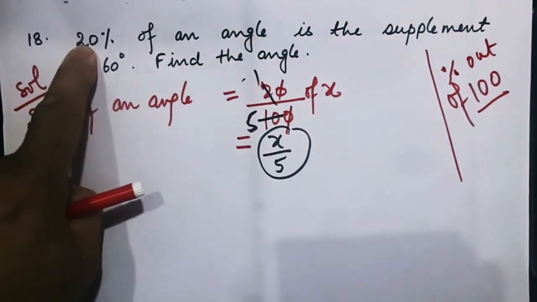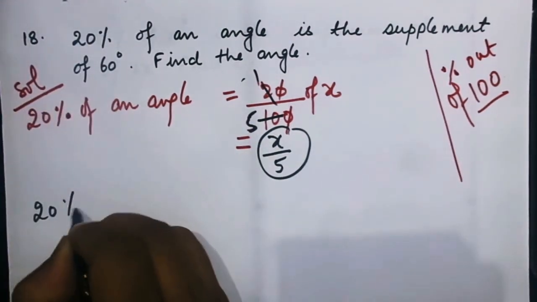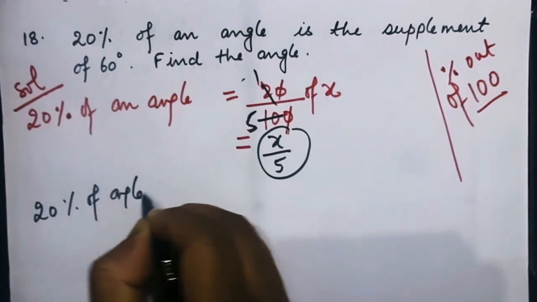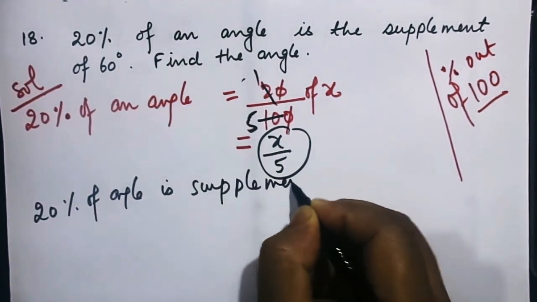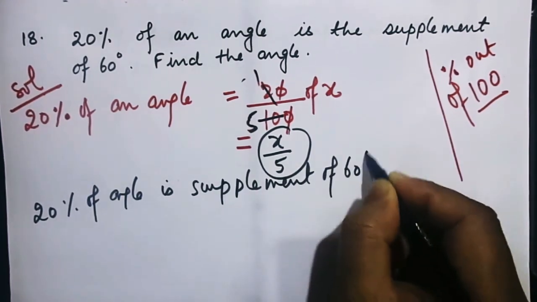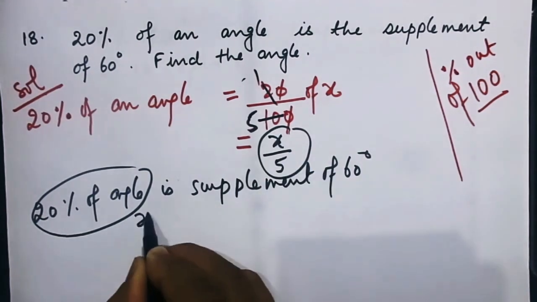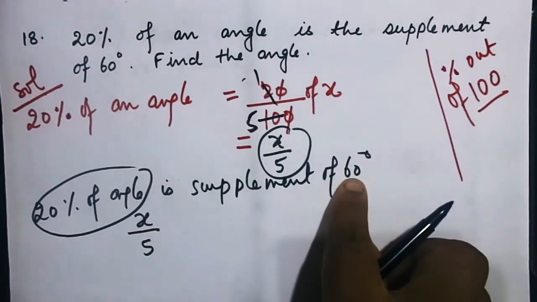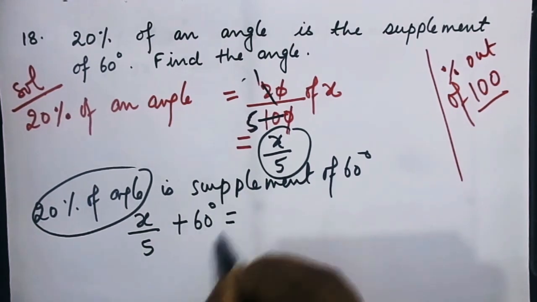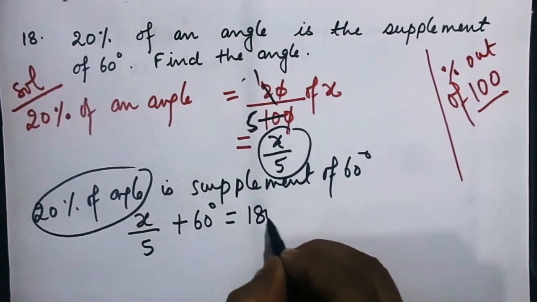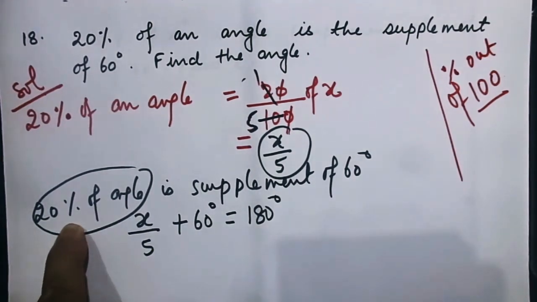Now 20% of the angle is supplement of 60 degree. This means 20% of angle, x by 5, is the supplement of 60 degree, means on adding 60 degree over here we will get 180 degree. Is it clear? Very, very clear.